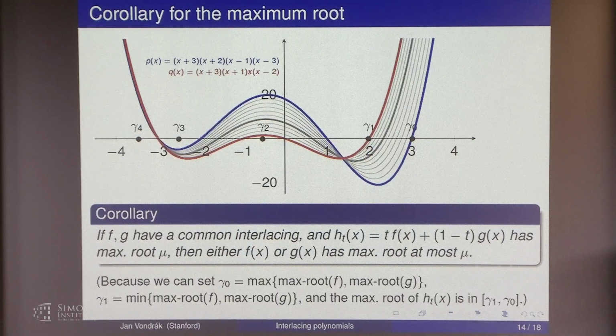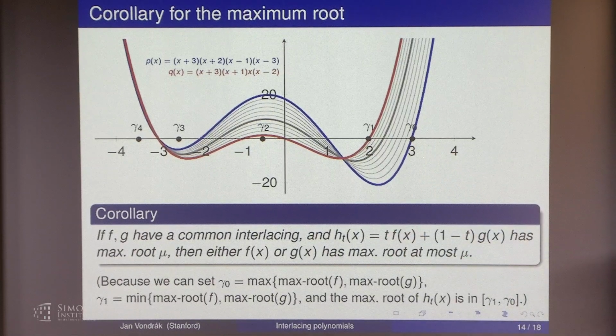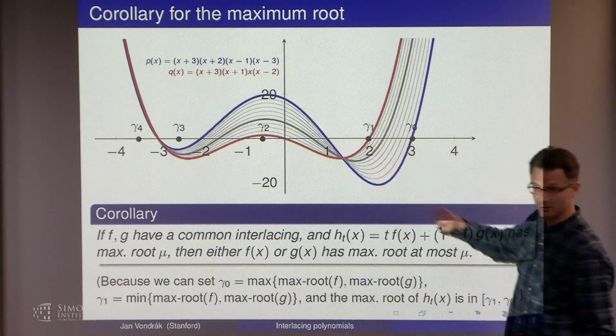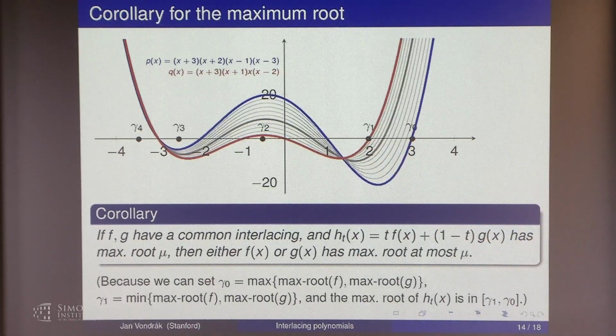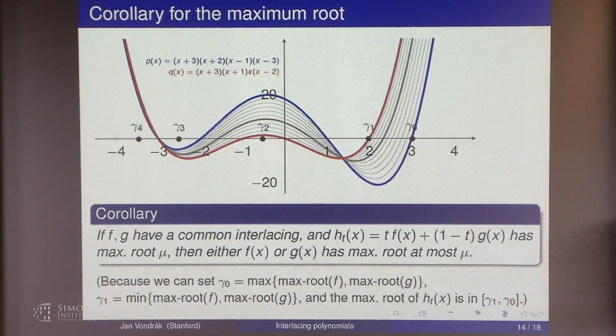The corollary here, which will be very important, is that if f and g have a common interlacing, and you look at one of these intermediate polynomials, ht, maybe the average of the two, let's say it has a maximum root mu. As the picture suggests, this maximum root of the gray polynomial is actually between the maximum roots of the blue and red polynomials. So one of the two, either blue or red, must have a maximum root which is at most mu.